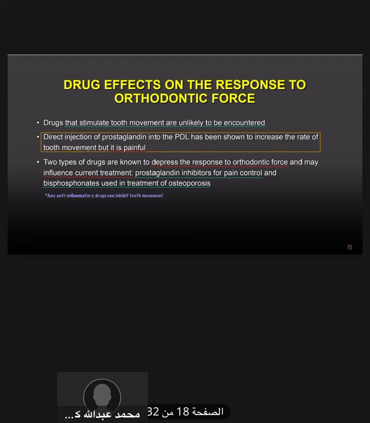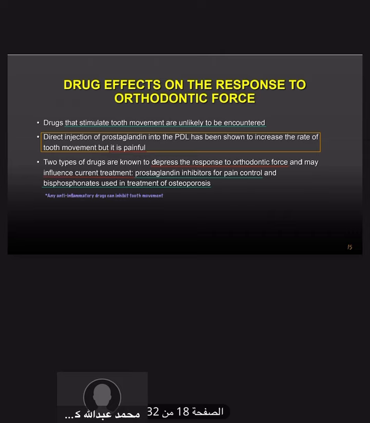Now, drug effects on the response to orthodontic forces. Drugs that stimulate tooth movement are unlikely to be encountered. Direct injections of prostaglandins in the PDL have been shown to increase the rate of tooth movement, but it is painful, like a bee sting. That's why they are avoided.